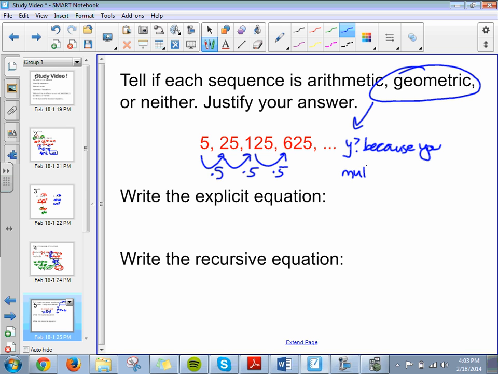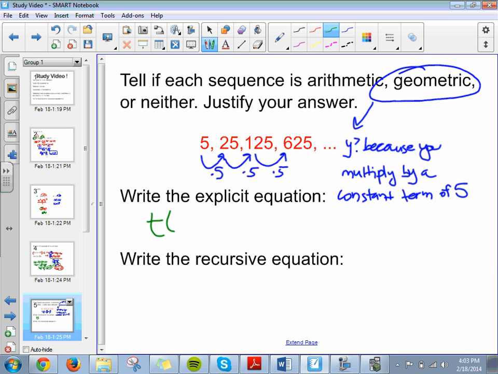Because you multiply by a constant term of 5. So we were able to say what it was and explain why. And then we want to write the explicit equation.